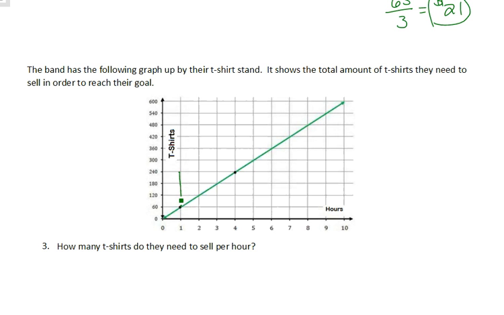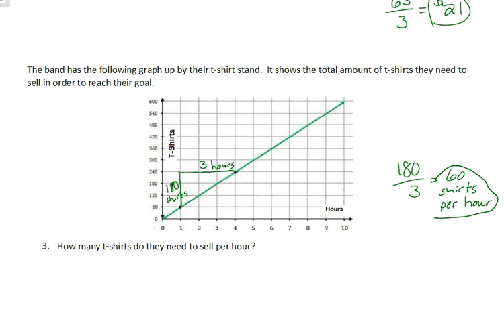So how many t-shirts is that? 240 minus 60 is 180. So they need to sell 180 t-shirts in 3 hours. So 180 shirts in 3 hours. We're going to compare that. 180 divided by 3 is a grand total of 60 shirts per hour.